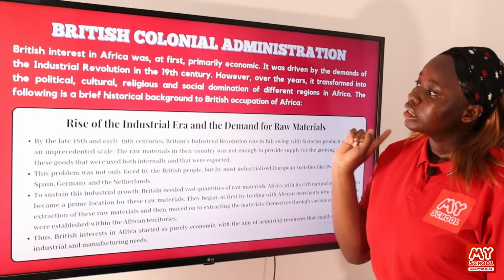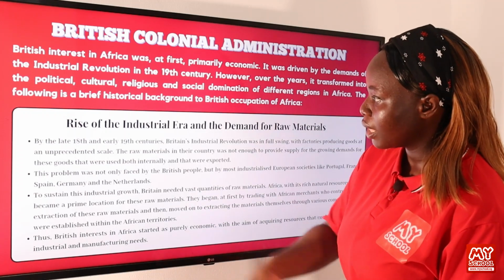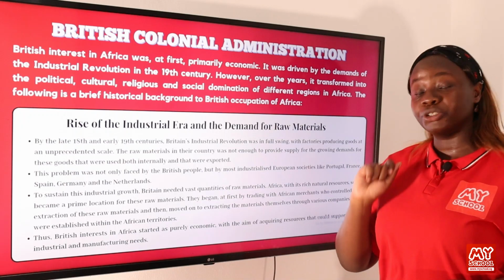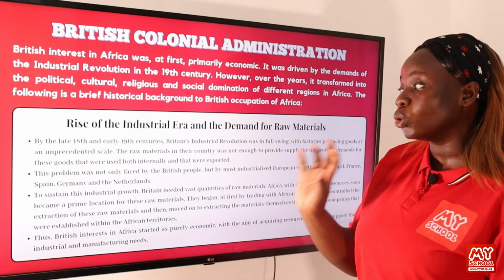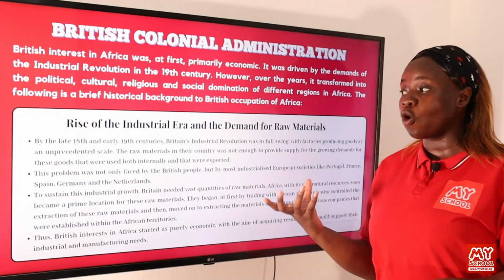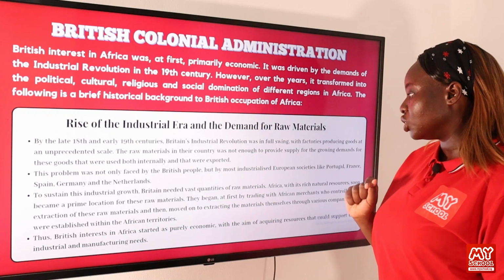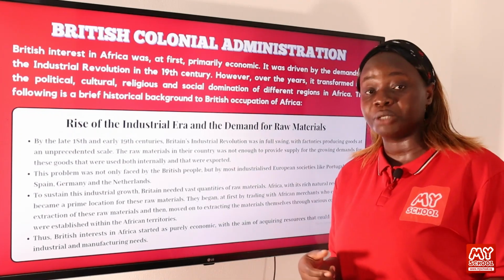Okay, so the following is a brief historical background to British occupation of Africa. It began in the late 18th and early 19th centuries with the British Industrial Revolution. We've already talked about this. This problem of sourcing raw materials was not only faced by the British people, but by most industrialized European societies like Portugal, France, Spain, Germany, and the Netherlands.